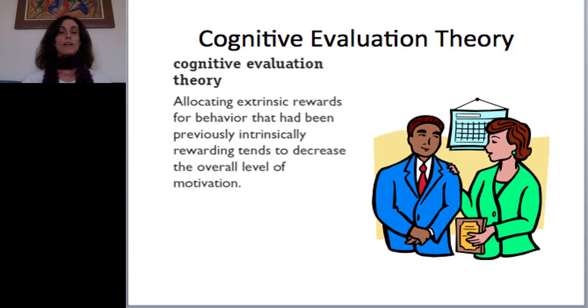Cognitive evaluation theory is a fascinating theory, really, because it flies in the face of some practices in organizations. In a lot of organizations, there's an idea that if we offer bonuses or increase pay for something, this is going to be what drives motivation. According to this theory, when you provide people with extrinsic rewards for something that they already like to do, that they already had intrinsic motivation to engage in, you're actually depleting their motivation.